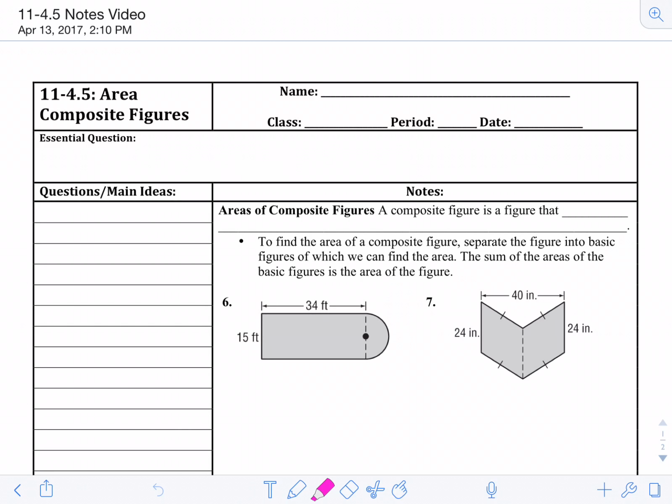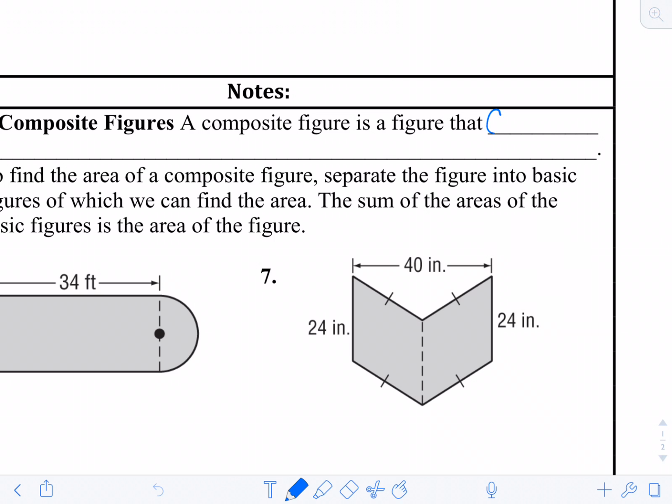Alright, this is the 11-4.5 notes. So this is area of composite figures. So in the first blank, we are going to write: a composite figure is a figure that can be separated into regions that are basic figures.